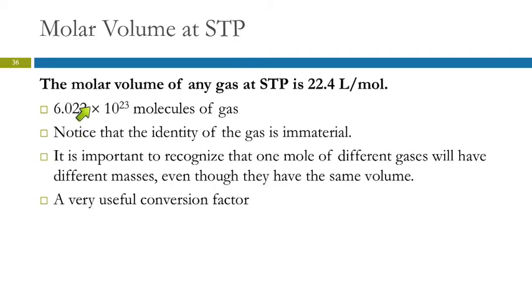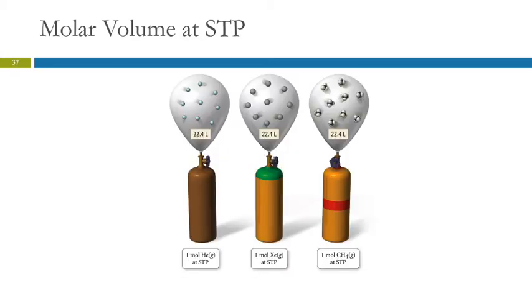So same number of molecules of gas will occupy the same volume. Which gas it is doesn't matter. Now, the mass of 1 mole of gas will be different. So let's look at that. So here we have 3 gas cylinders, and we filled up balloons. This is helium, xenon, and methane. 1 mole at STP of each of these gases, the balloons are going to be the same size, 22.4 liters.